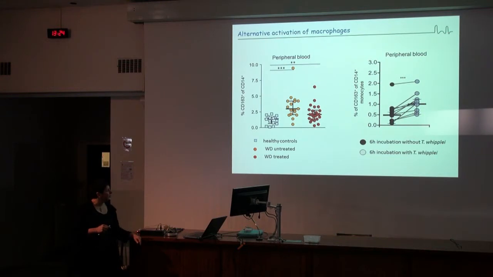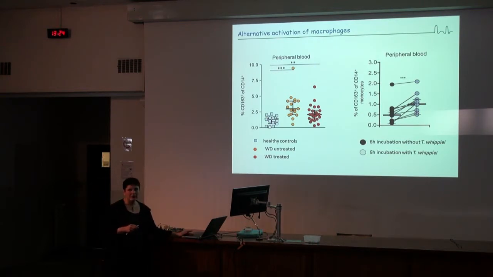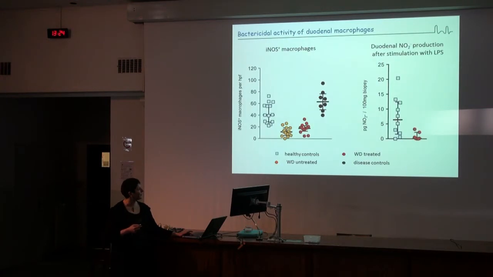In the peripheral blood, this looks similar. The monocytes of the peripheral blood also show an enhanced expression of CD163 in Whipple disease patients, and this alternative activation of monocytes can be enhanced when we add Tropheryma whipplei bacteria to the monocytes. But this is true only for Whipple disease patients; in healthy controls, the bacteria are not able to enhance CD163.